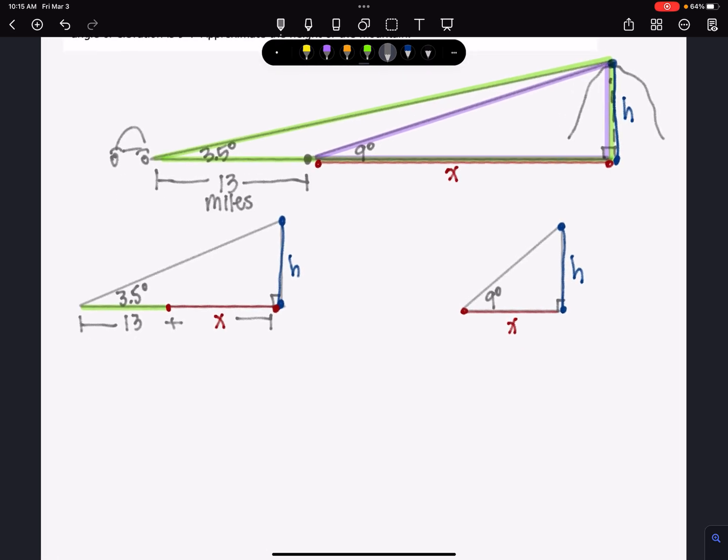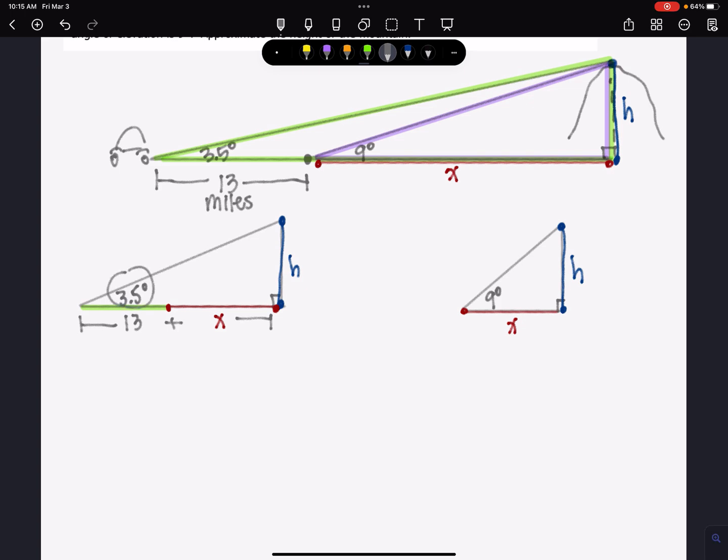I'm going to create a trig equation for each triangle. And then because they're related, they're part of the same bigger triangle, right? This purple one is inside this bigger triangle and they share that same side. I'm going to have a relationship there that I'll be able to work with algebraically.